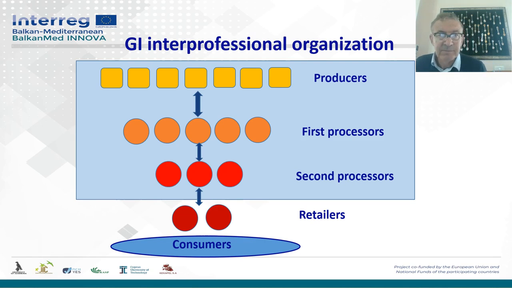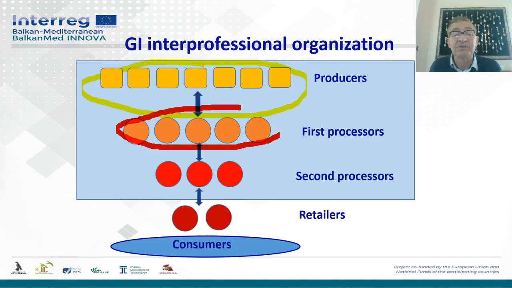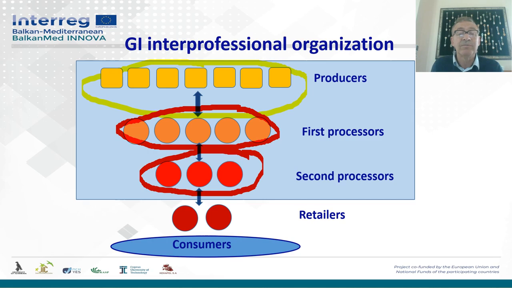In this figure, we see a model of the structure of an organization. We have in the first row the producers. We also have in the second row the processors, which are a very important element. First processors, and we may also have second processors, also play an important role in developing the GI.